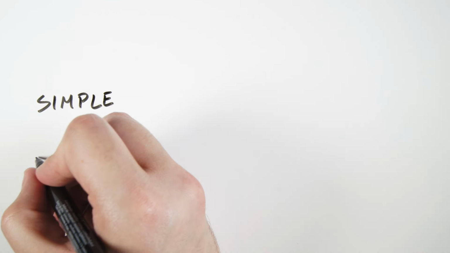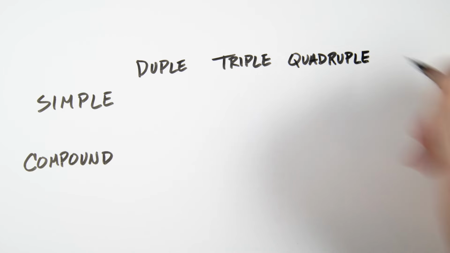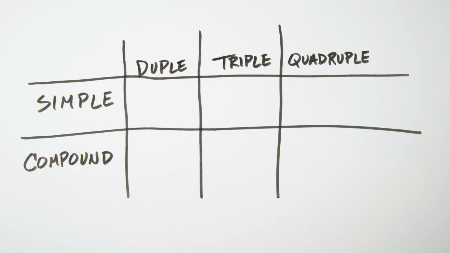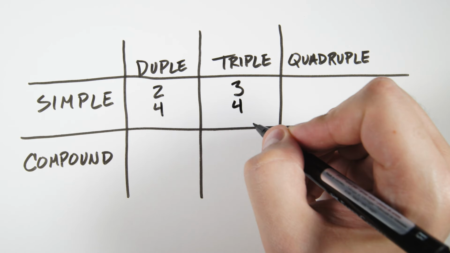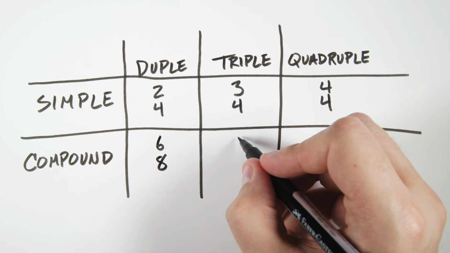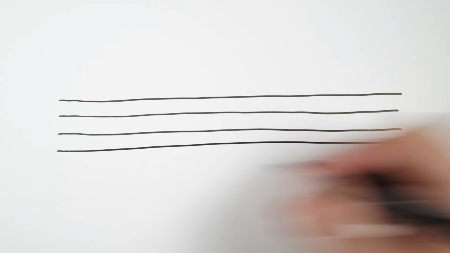We can summarize all this information in a nice little grid. We can have simple and compound on one side, and have duple, triple, and quadruple on the other. This grid shows that we can have a simple duple meter like 2/4, a simple triple meter like 3/4, a simple quadruple meter like 4/4, a compound duple meter like 6/8, a compound triple meter like 9/8, and a compound quadruple meter like 12/4. There are also a few special time signatures you should know about.